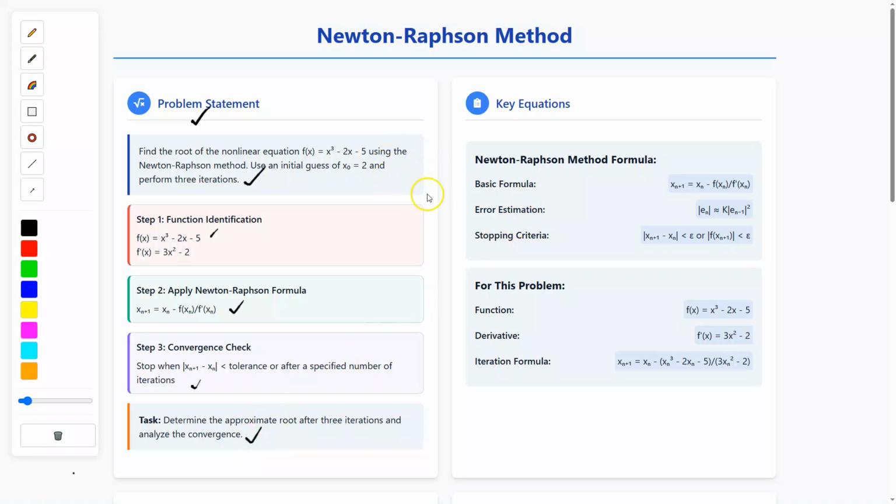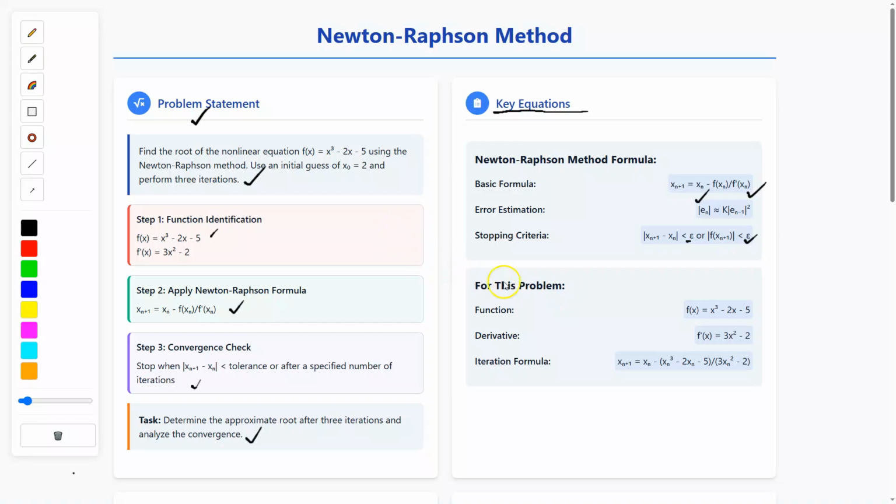Before doing the iteration, here are the key equations. For the Newton-Raphson method, x_{n+1} = x_n - f(x_n) / f'(x_n). For error estimation, though we are not doing it here, |e_n| = k * e_{n-1}^2. And the stopping criteria is |x_{n+1} - x_n| less than the tolerance limit epsilon, or |f(x_{n+1})| less than epsilon.